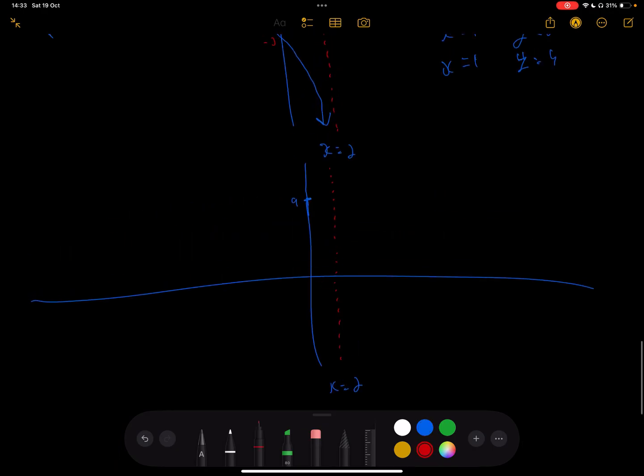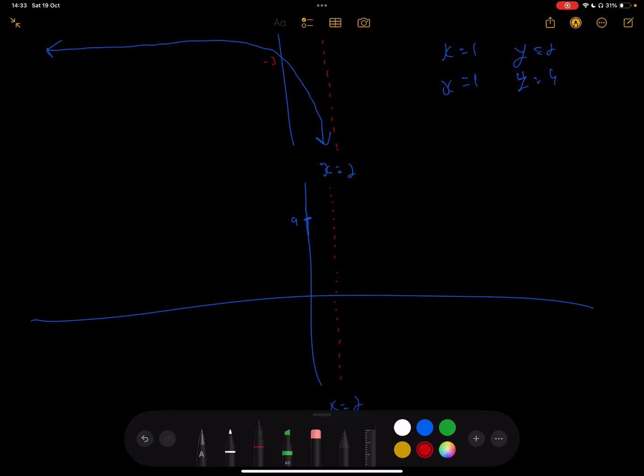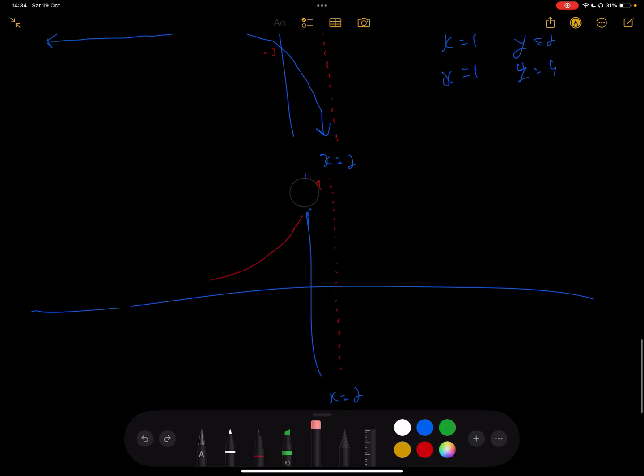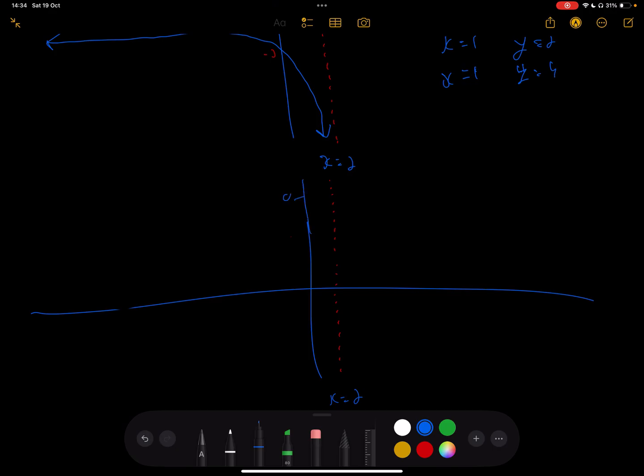So what will this look like? It will look something like this. Wait, I'm going to make it so it's steeper. So let me do this. I can reconstruct it. Then it'll look something like that. Then the other one would look something like this.